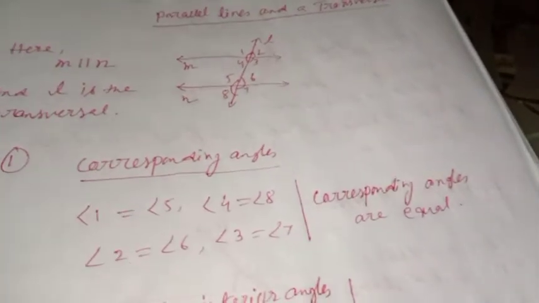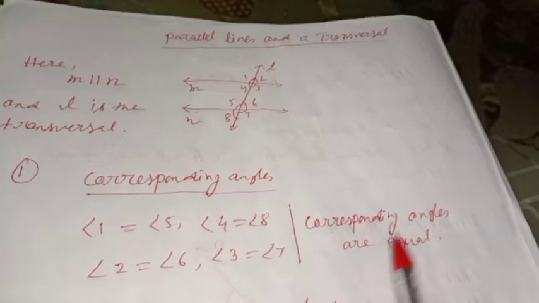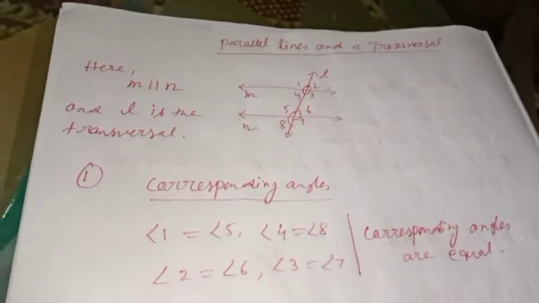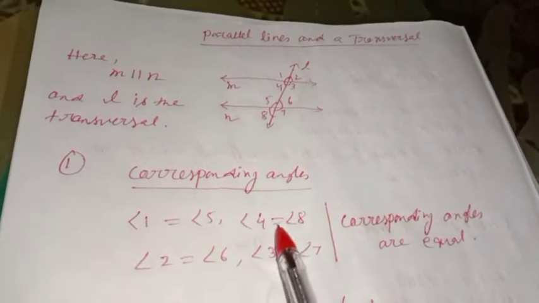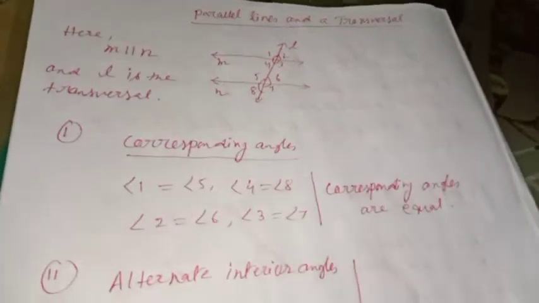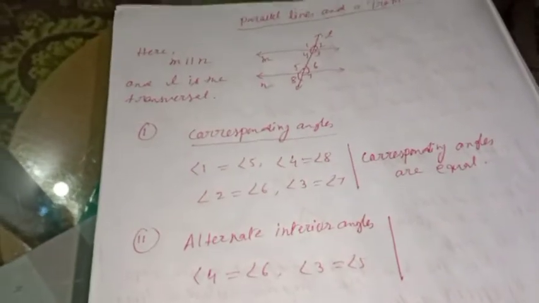If you measure, you will find that corresponding angles are equal. Corresponding angles are always equal if two lines are parallel and a transversal intersects them. Understood or not? That means angle 1 is equal to angle 5, angle 4 is equal to angle 8, angle 2 is equal to angle 6, angle 3 is equal to angle 7. You already know these things, I am just reminding you. In case of any confusion, you can ask me in the evening.